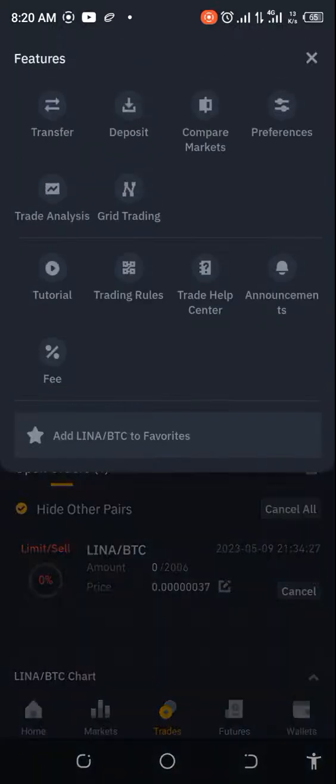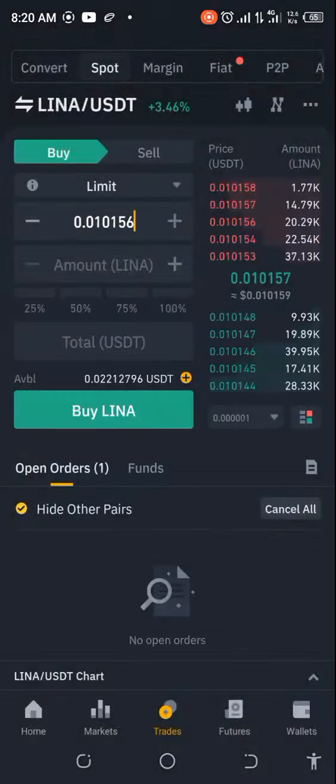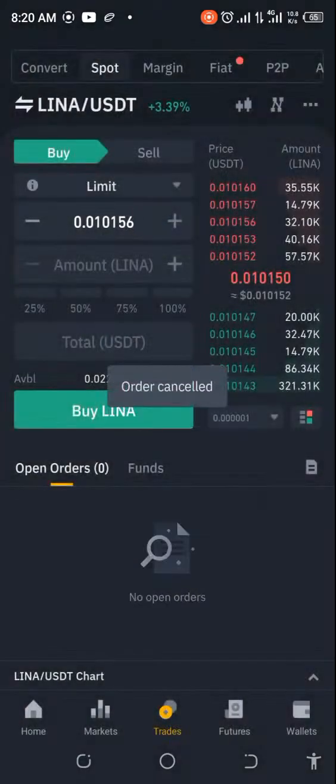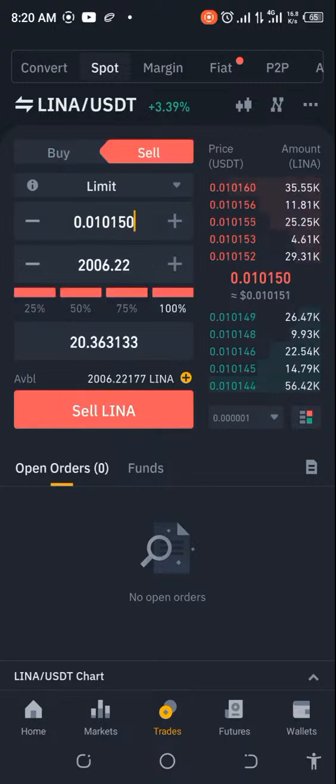Let me go and check what's happening to Lena USDT. Has it gone up? It looks like it's gone up. Let's go ahead and get this sold back. Let me cancel this. Let's go ahead and cancel, and then let's check what we can make. We will make some good money. So let's get this sold. 1, 2, 3, go.